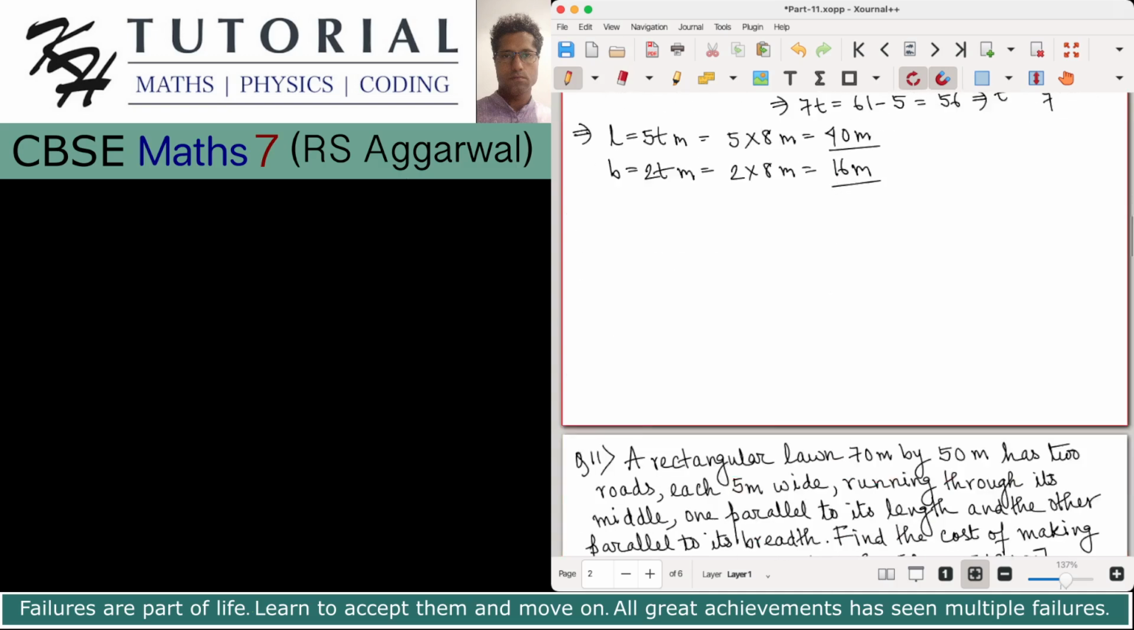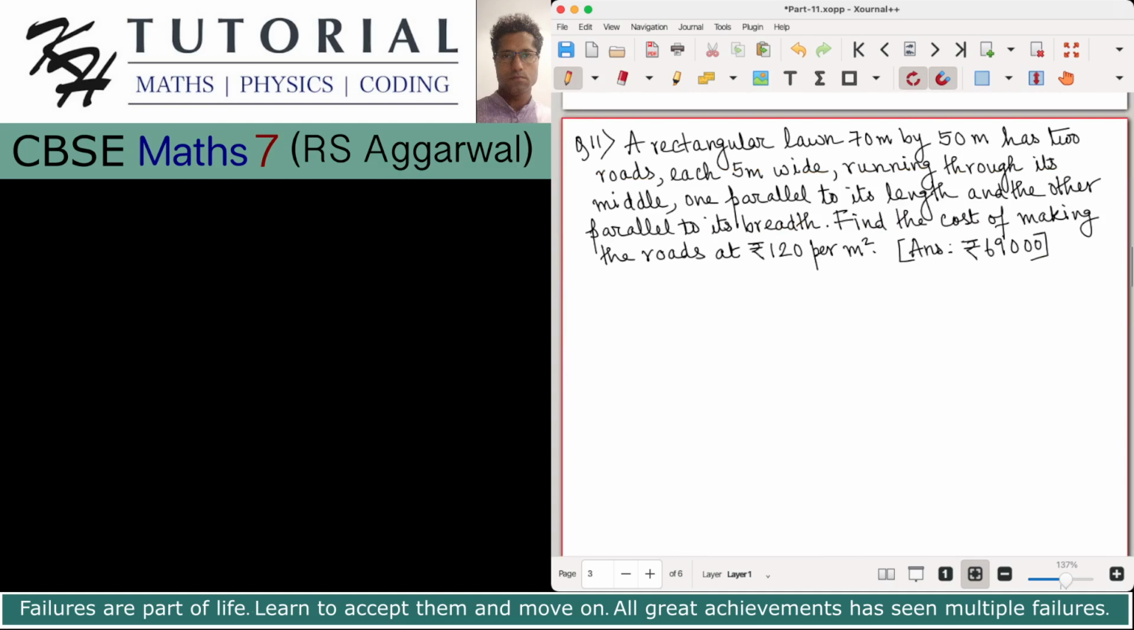Okay, let's do the next problem. Question number 11, it says a rectangular lawn 70 meter by 50 meter has two roads, each 5 meter wide, running through its middle, one parallel to its length and the other parallel to its breadth. Find the cost of making the roads at rupees 120 per meter square.